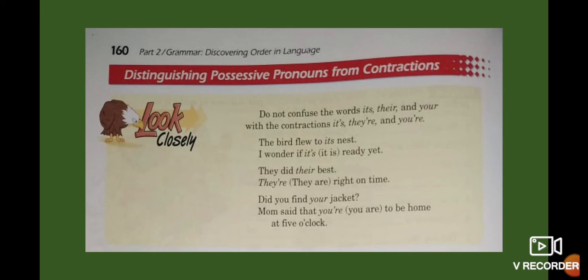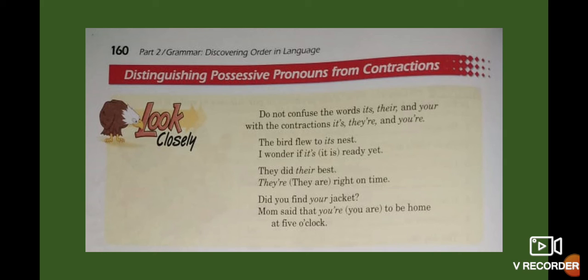Page 160. Distinguishing possessive pronouns from contractions. In that case, don't confuse the words its, their, and your with the contractions it's, they're, and you're. And we have some sentences as examples. The bird flew to its nest. In this case, it is possessive. El pájaro voló a su nido.